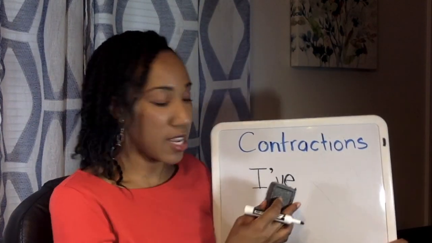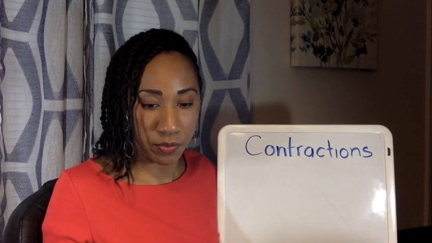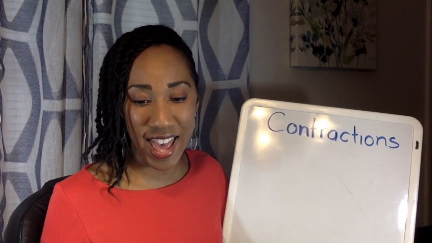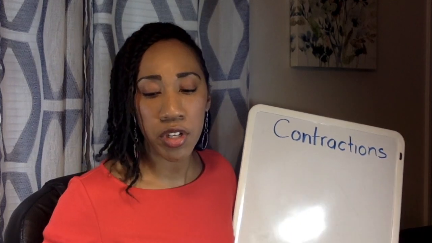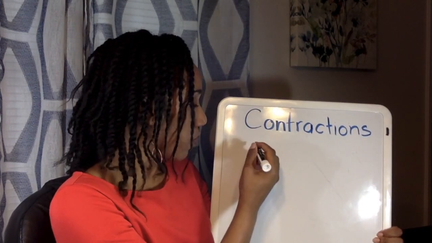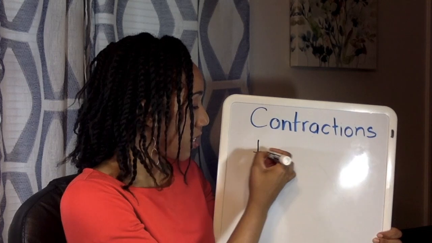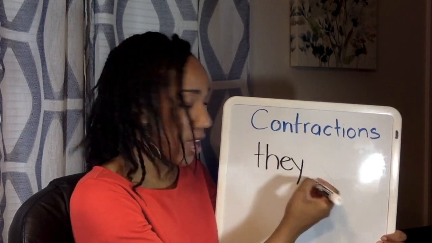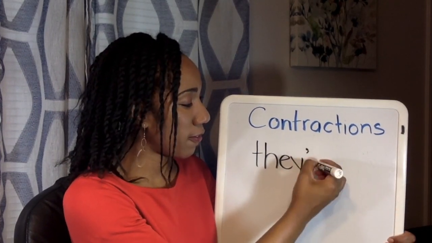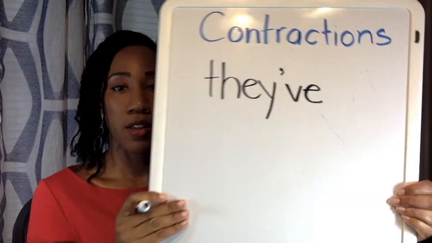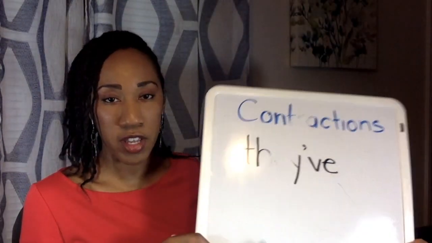Okay? Let's read the next sentence together. The next sentence is, they have eaten their lunch. Circle the two words that make a contraction for they have. You should have circled they have, and the contraction for they have is they've. So it should be they, T-H-E-Y, apostrophe V-E. It should be they've. Okay, you can erase now.